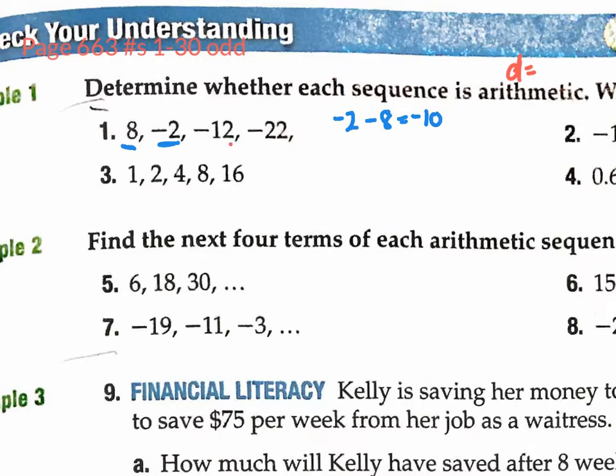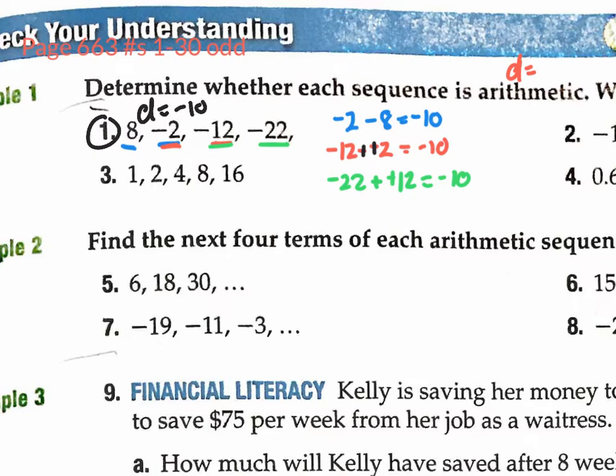Let's do this next one. How about negative 12 minus a negative 2? Does that give you negative 10? Yes, it does, because the minus minus changes to plus plus. And how about the last one that we're checking right here? How about negative 22 take away a negative 12? Let's write that down. That becomes a plus plus, and that also gives us a negative 10. So there's definitely a common difference on number 1. The common difference is negative 10, which means yes, it's arithmetic.